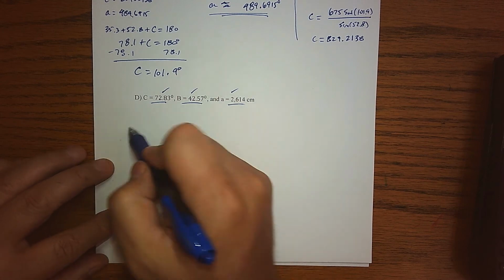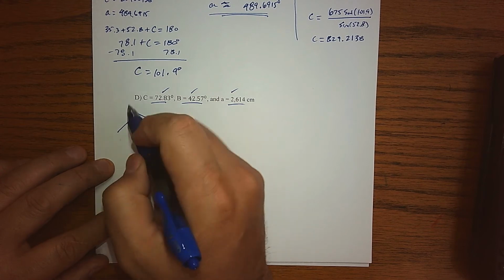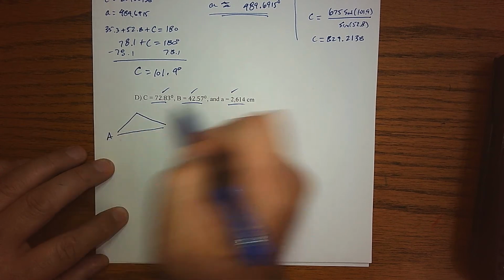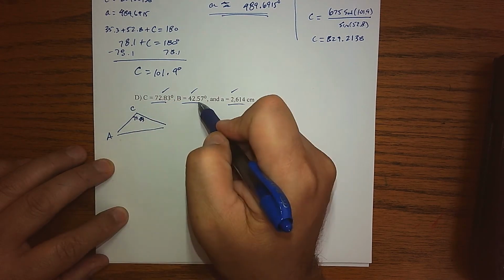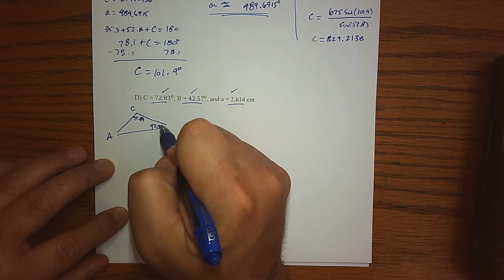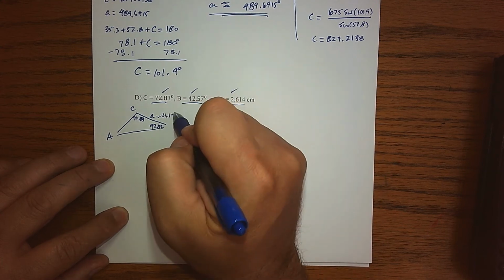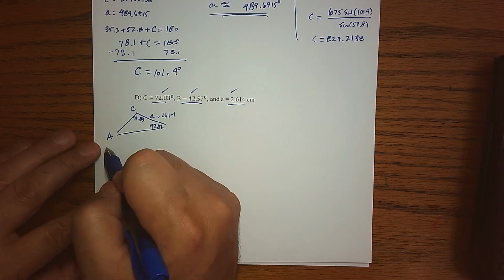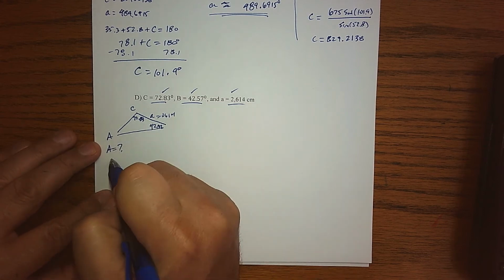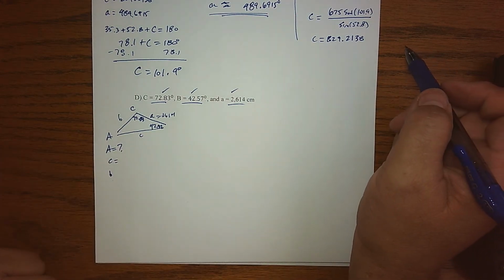So looking at this particular one, right, better not draw it so obtusely. Sorry about that. So here's A. We don't know what angle A is. C is 72.83. And B is 42.57, right? And the side A, right, we know to be 2614. All right, so we have basically an angle, side, angle, is what we've got. So looking at this, we need to find the angle A, we need to find the side C, and we need to find the side B. And so that's what we basically have.